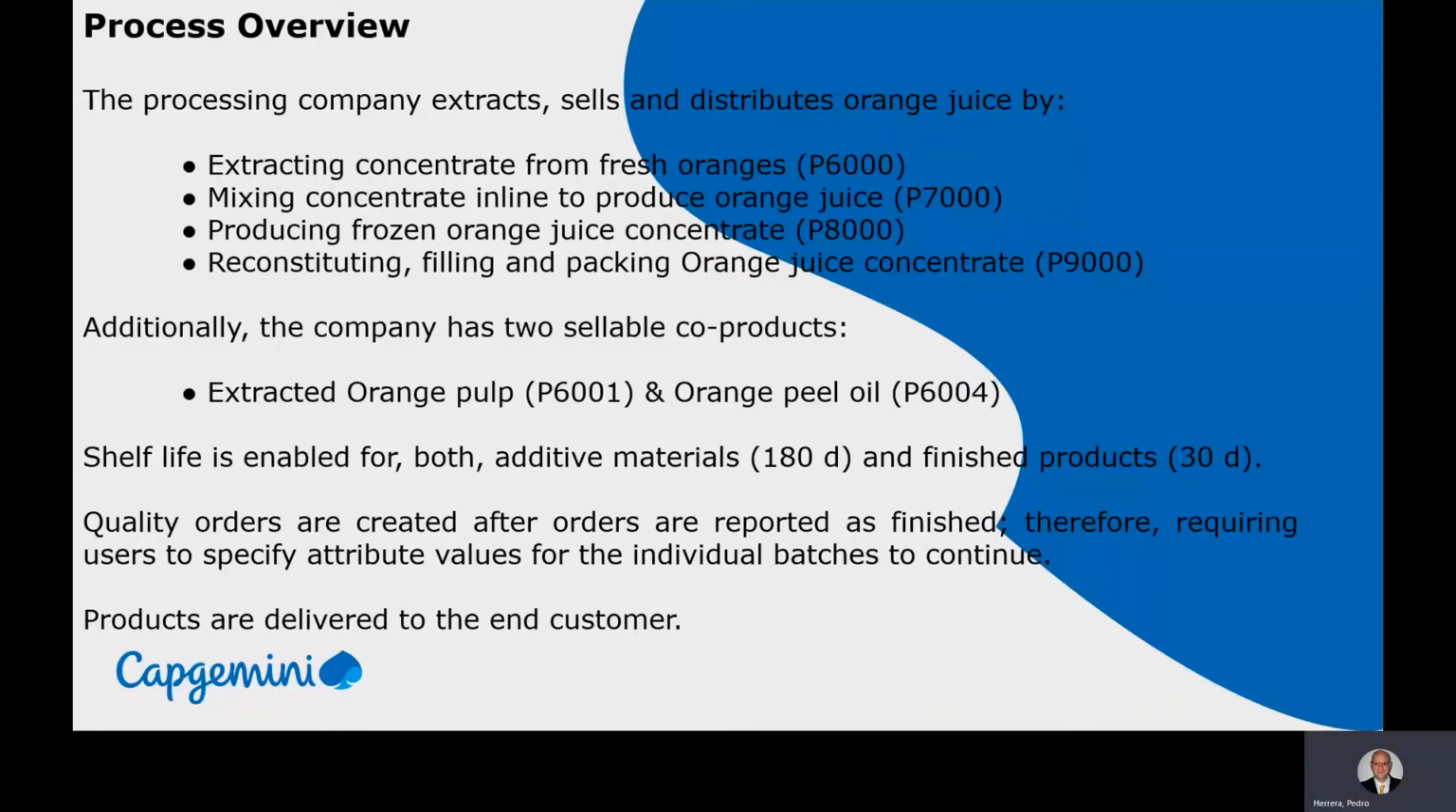Shelf life is enabled for both additive materials and finished products. Quality orders are created after orders are reported as finished, therefore requiring users to specify attribute values for the individual batches to continue. Products are delivered to the end customer.